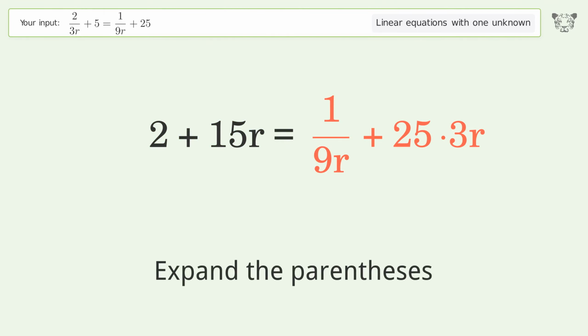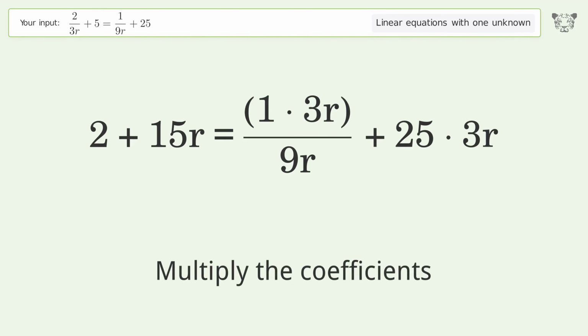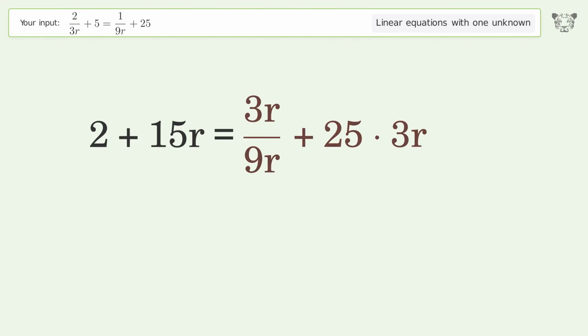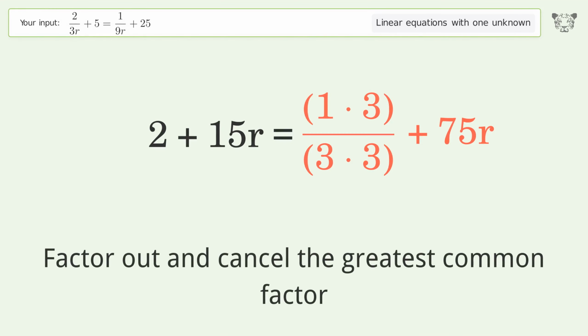Expand the parentheses. Multiply the coefficients. Find the greatest common factor of the numerator and denominator. Factor out and cancel the greatest common factor.